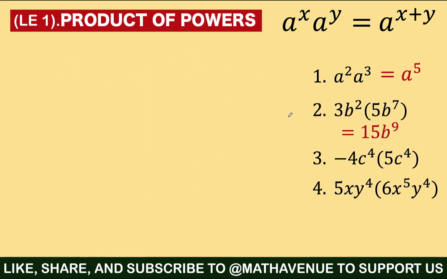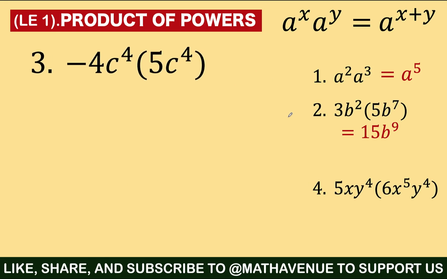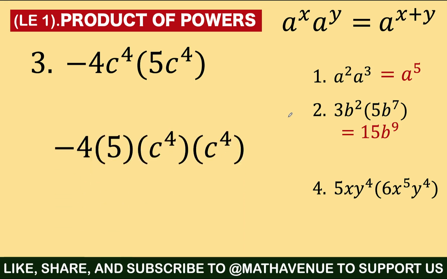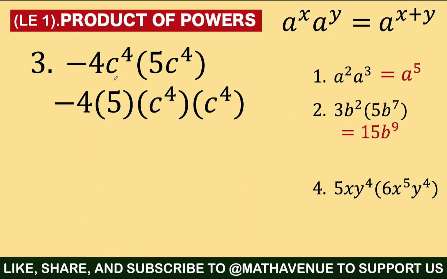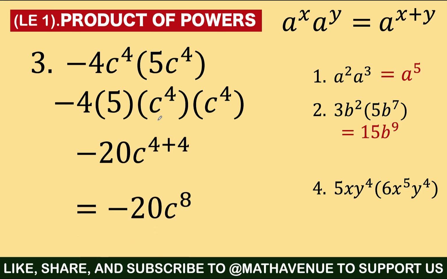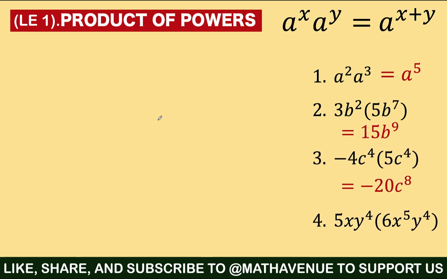Now let's go to problem number 3. Negative 4c to the 4th times 5c to the 4th. Again, we need to rearrange and regroup so that all numerical coefficients are together. All those factors with the same variables are also grouped together. So here, negative 4 times 5 is negative 20. c to the 4th times c to the 4th is c to the 8th. So our answer is negative 20 c to the 8th.